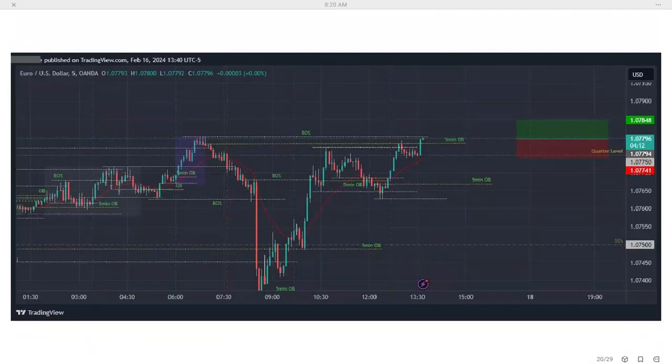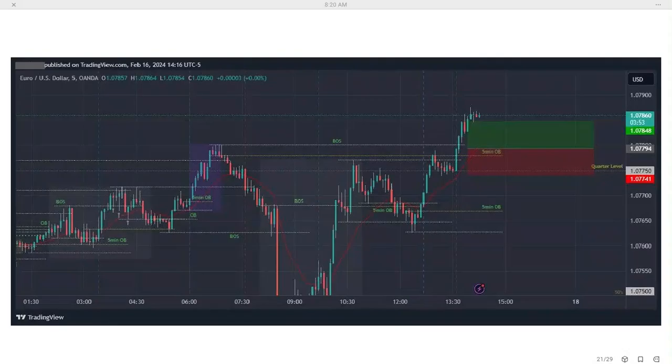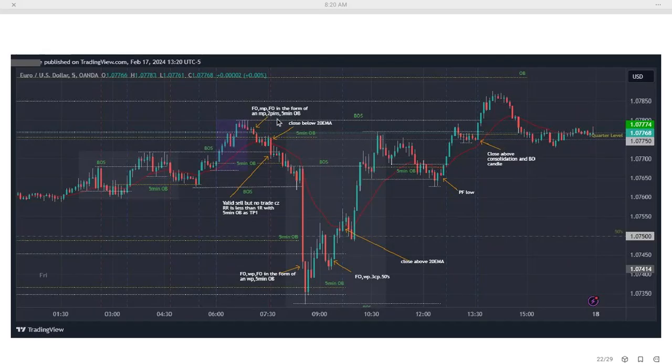Last trade of the day on Euro USD is this one right here, which is a 1-to-1 before, and this is the after. Given all this price section here, feel free to go through the notes as I confirm why this was a sell and why this is a buy.